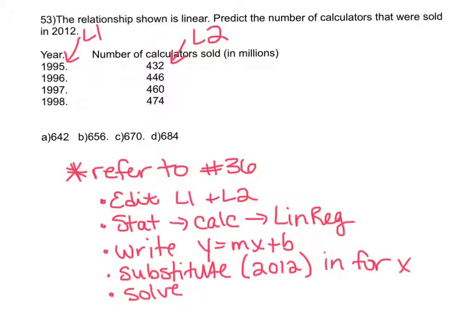Then what you're going to do is go back to your stat and calculate, and then do, I think it's option number 4, which is linear regression. And that's going to give you the equation of the line in y equals mx plus b form. Now they do have an a where your slope is instead of an m, so don't get those confused, but your a is going to be your slope. Then what you need to do is substitute in the 2012 for your x and then calculate how many calculators would probably be in the year 2012.